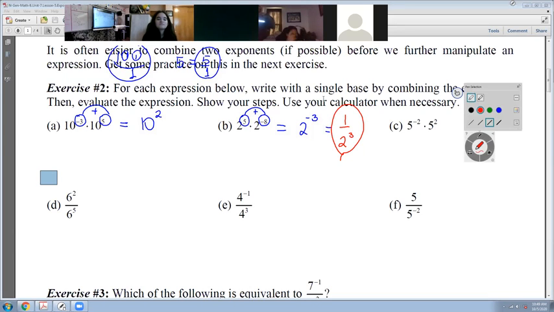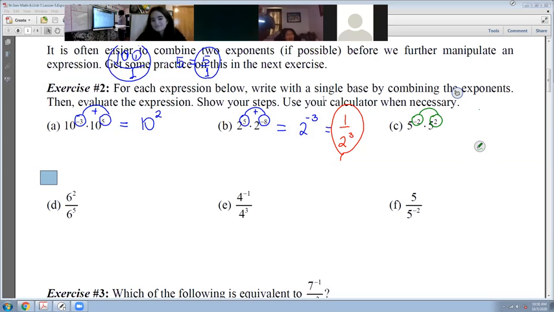Now, how about this one, ladies and gentlemen? How about this one? Let me see. Desmond! Desmond, are you here? Oh, Desmond is not here? Desmond is absent, I think.